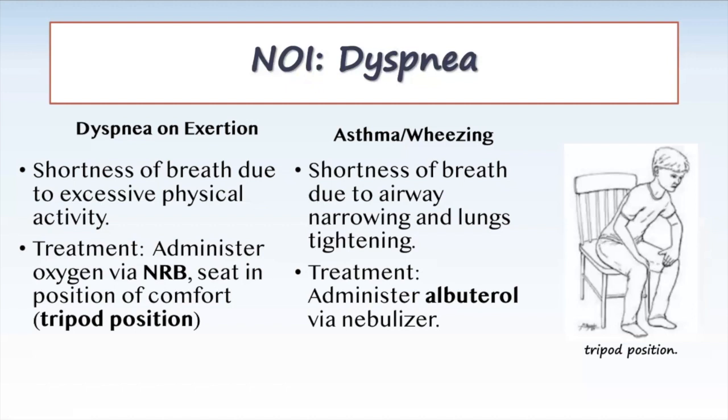In these patients, the airways narrow and the lungs tighten as a response to irritants that are introduced to them. Oxygen cannot travel as easily in a narrowed airway, so we administer albuterol. Albuterol is a drug that causes the muscles in the lungs and airway to relax so that oxygen may flow more freely. We administer this with a nebulizer, which vaporizes the albuterol for easier inhalation.